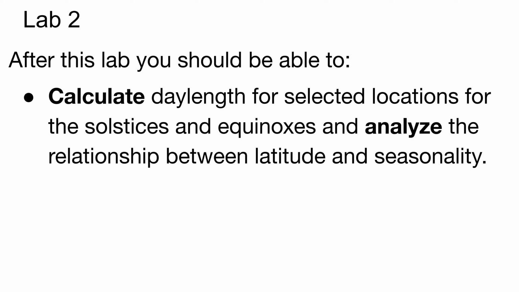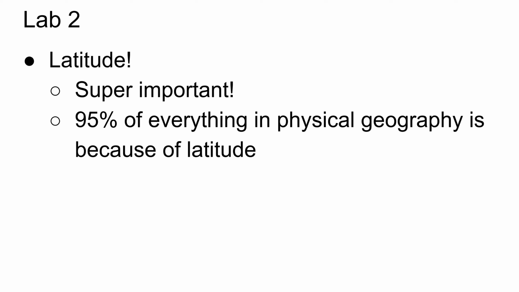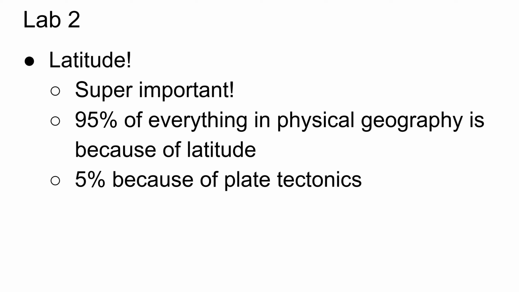So latitude plays a huge role in seasonality. In fact, it's such a big role, we will continue to explore it next week. Latitude is super important. 95% of everything in physical geography is because of latitude. So when we're looking at patterns of temperature or rainfall, 95% of it is going to be because of latitude. And the other 5% is because of plate tectonics, and that does things like make mountains or continents. So yeah, 95% of everything is latitude, and the other 5% is plate tectonics.